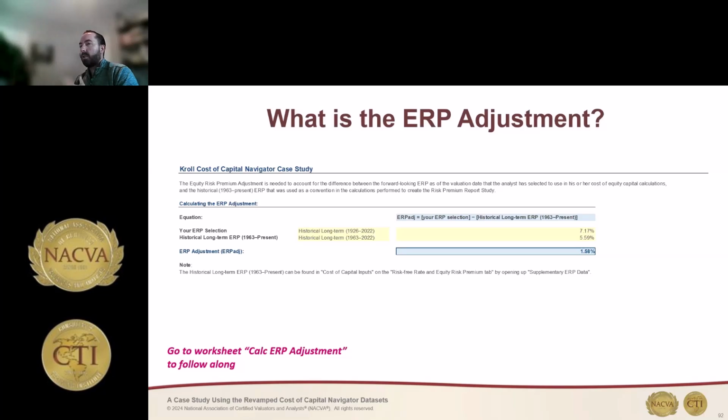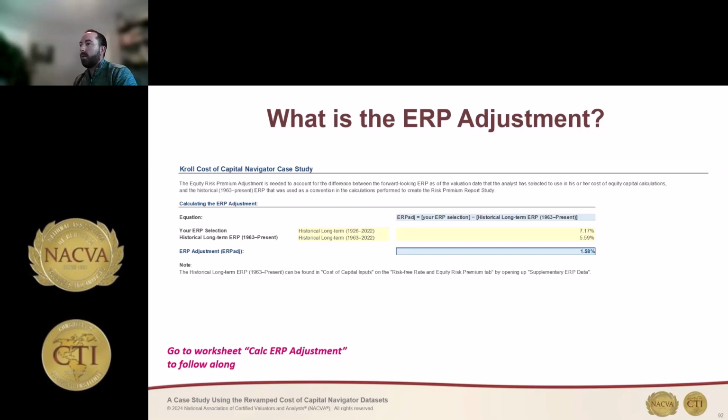So, for example, in our case study, using the risk premium report over the risk-free rate study through 2022, the ERP that's embedded to calculate that study is the 1963 to 2022 arithmetic average historical ERP. So that's the ERP that's embedded as our market risk in that input. We're using a different historical long-term ERP, so we need to account for that difference. And so it's really just the delta of that.